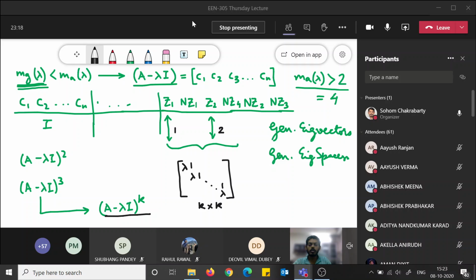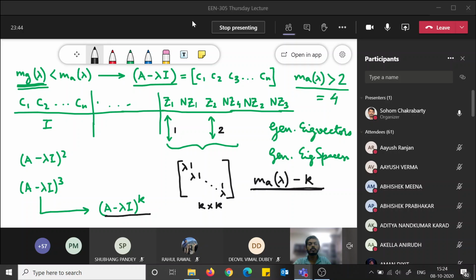So one of these is k. So one of the Jordan blocks is of size k. So from your mg lambda, from your ma lambda, which is the repetition of eigenvalue, you subtract this k and you get the remaining number of eigenvectors.